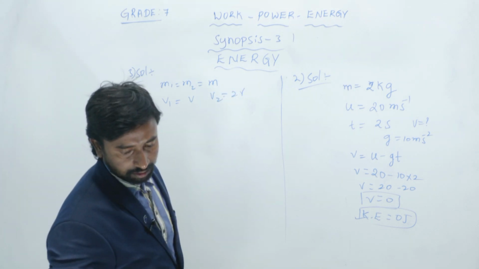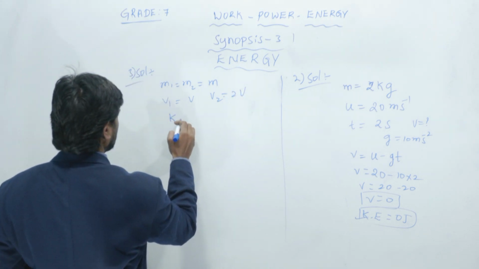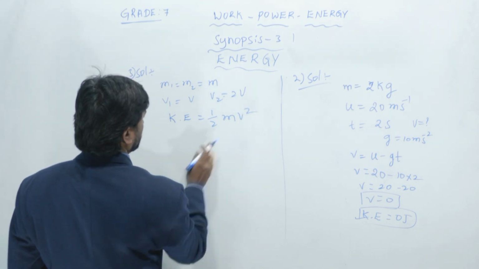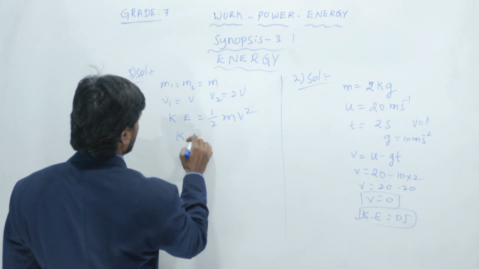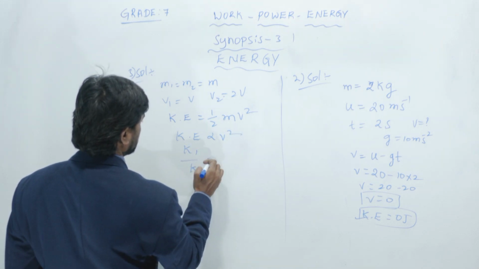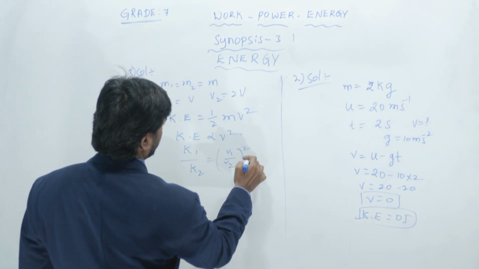Then they are asking the ratio of the kinetic energy. The kinetic energy formula is half m v square. Since m is constant, kinetic energy is directly proportional to v square. So k1 by k2 we can write as v1 by v2 whole square.